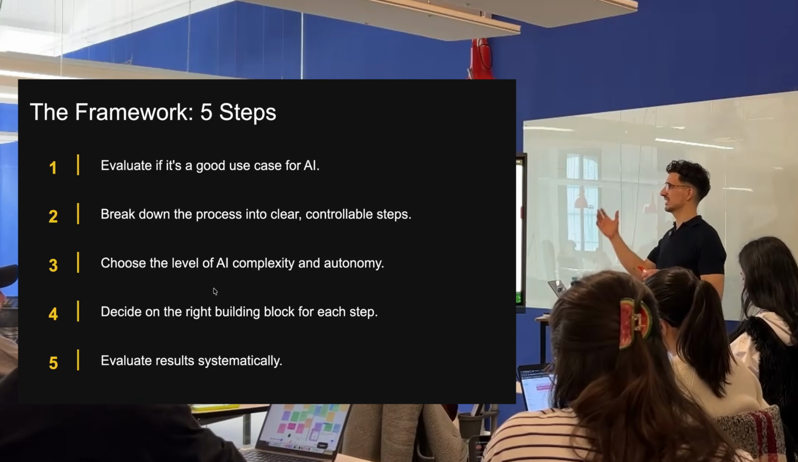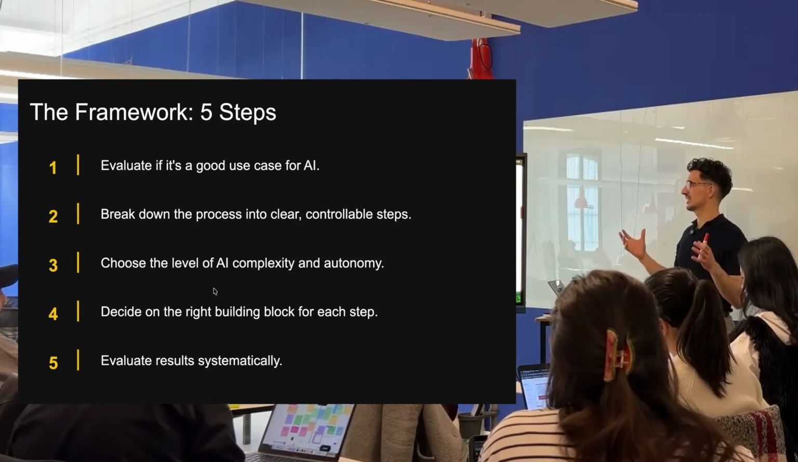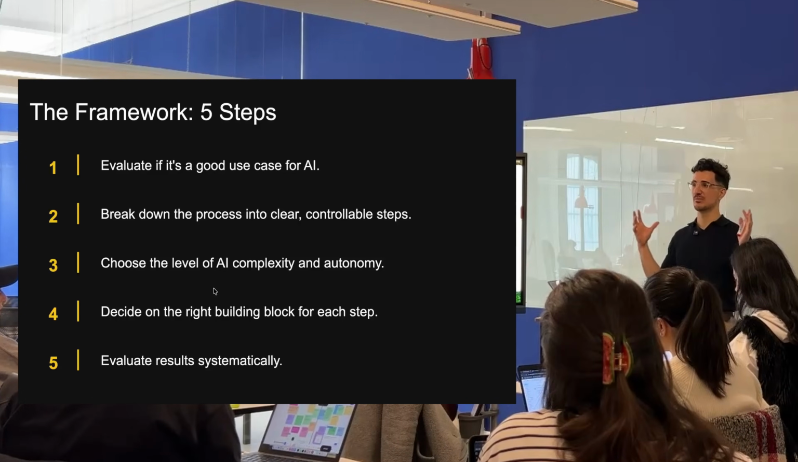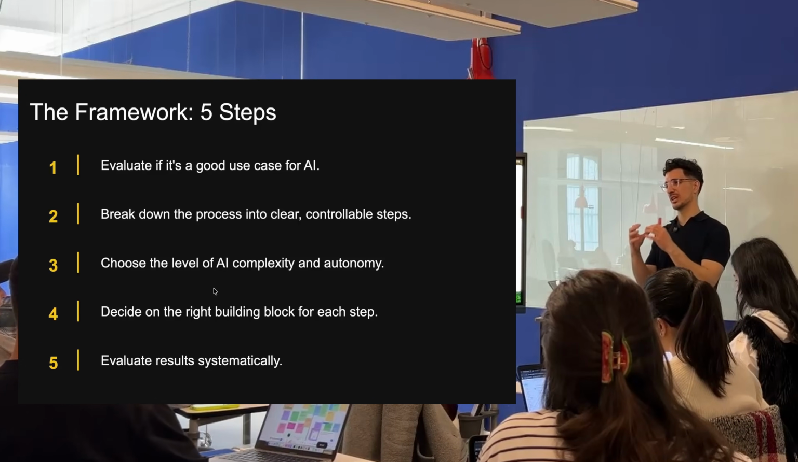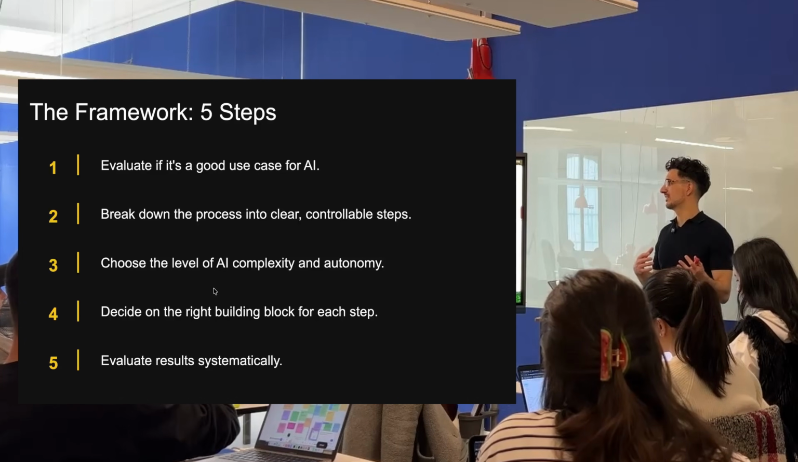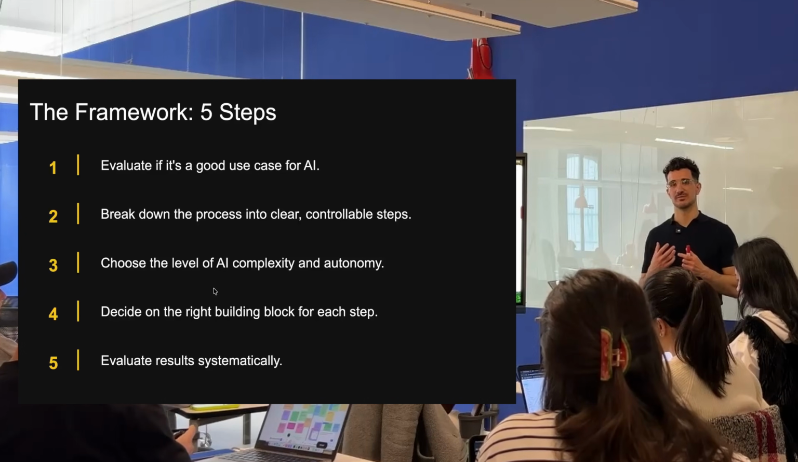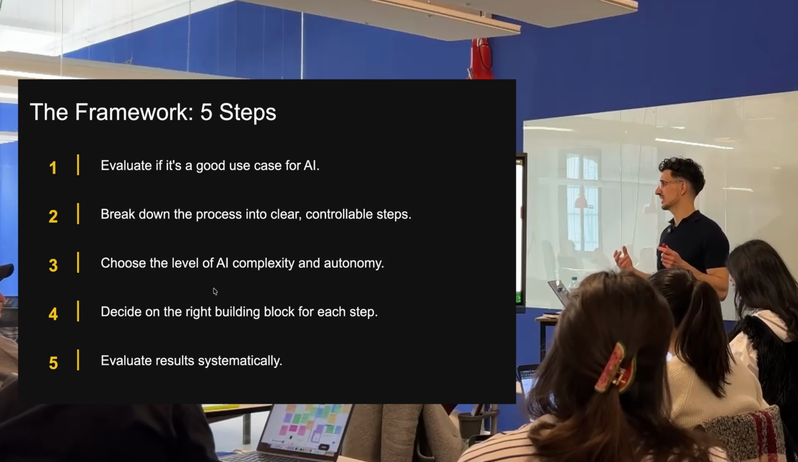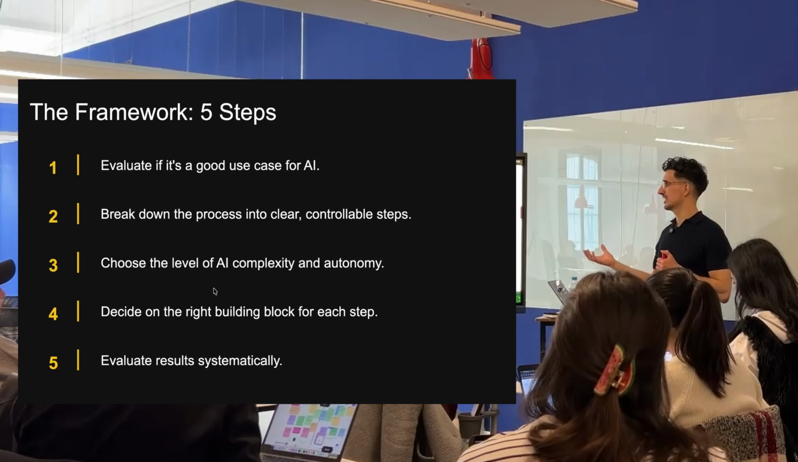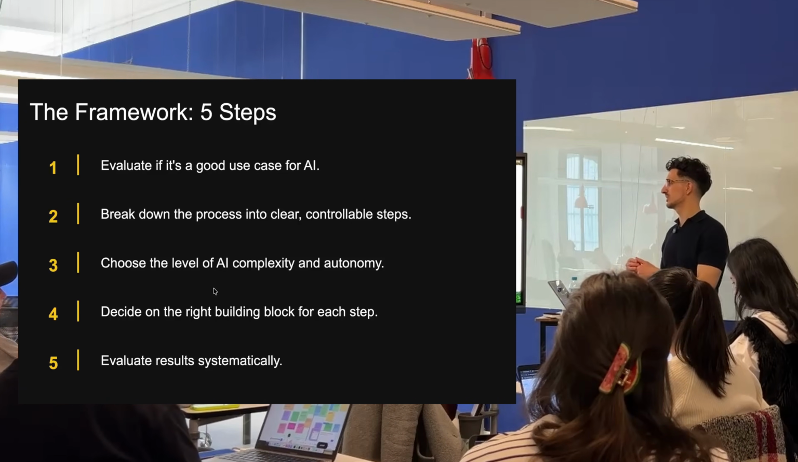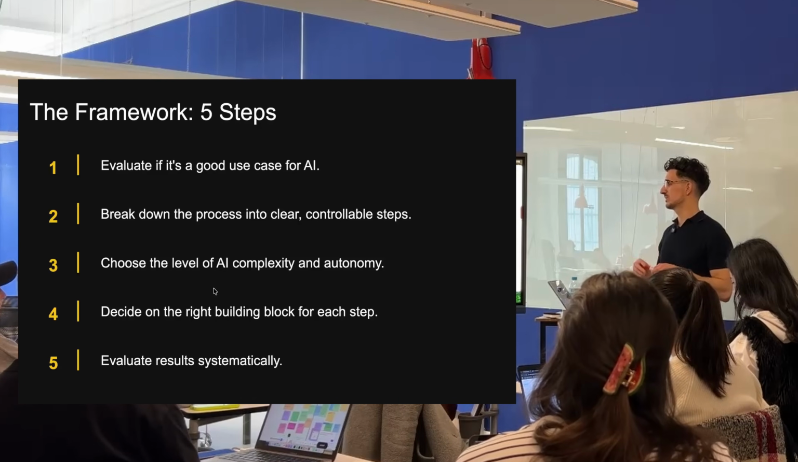So the first one is just trying to evaluate if it is a good case for AI. Then I take the AI black box and try to break it down into controllable steps for the process. Then I think about different levels of complexity that I can use with AI to set it up. And I think about my building blocks, what I have: software, tools, AI calls for each step that I want to do, and then how to evaluate the system.